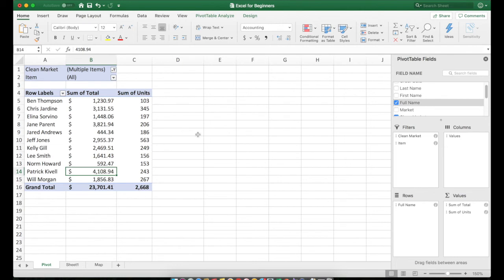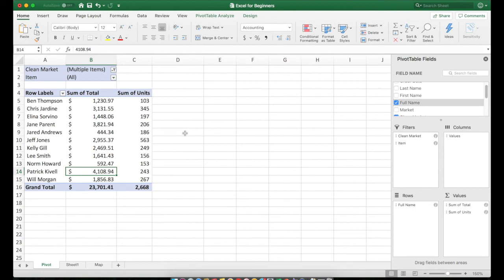So in a sales organization, that's really important to understand who's bringing in the most revenue, how many units did they sell. So interesting to see here that Patrick sold the most amount of revenue, but Jeff sold the most amount of units. Well, based on the analysis we just did, we can probably take a guess as to what units each one of them sold, because clearly Patrick was doing a better job of selling the more expensive units, where Jeff was just pushing some of the cheaper ones. And probably Jared was as well, with 186 units, but only $444.